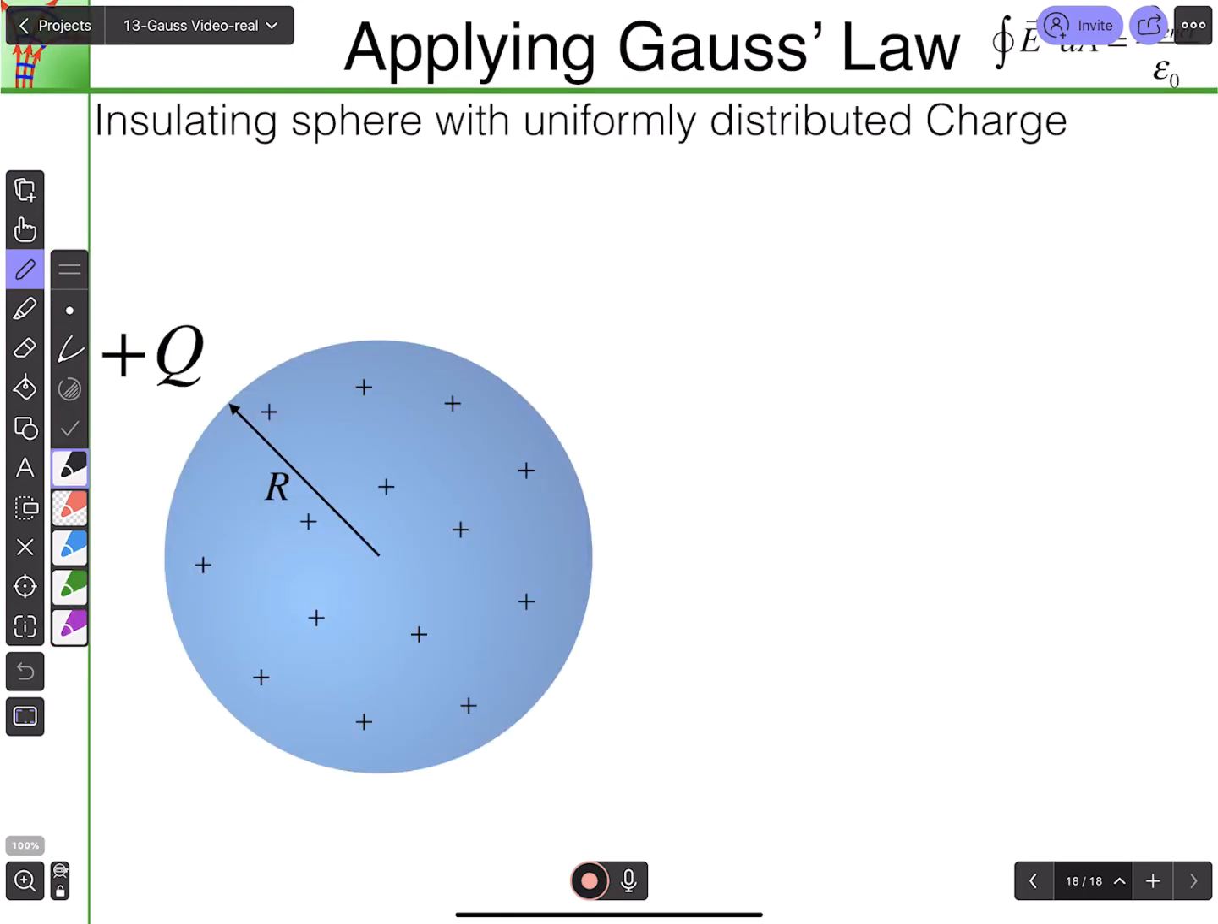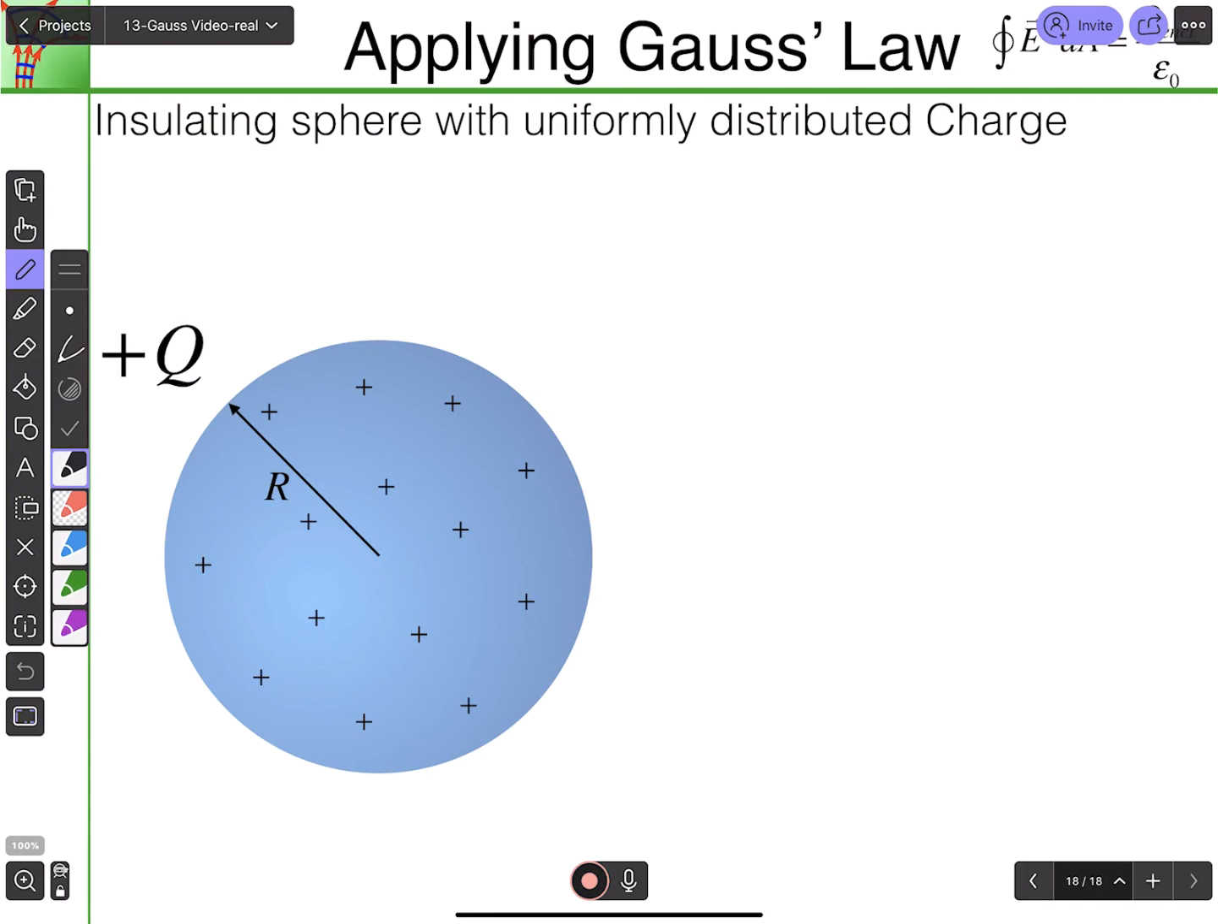Here's one more example. This is a fun one. What if I have an insulating sphere with uniformly distributed charge? So the sphere has total charge Q, and the charge is not just on the surface, it's everywhere throughout the whole sphere, and it's uniform.